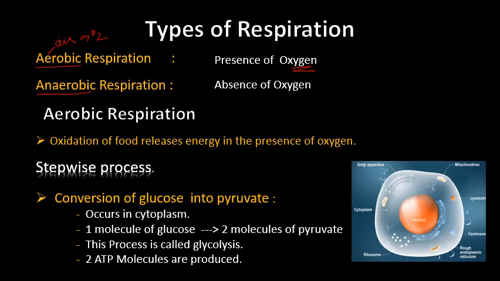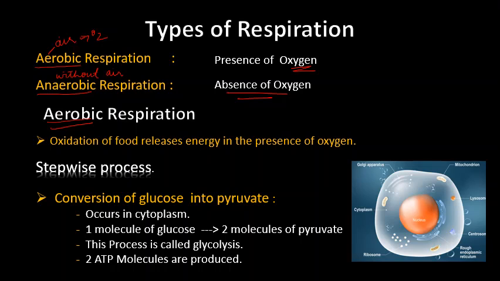respiration. In some cases, the oxidation of food takes place even without oxygen. That is anaerobic respiration. Anaerobic respiration means without air. So, the process of respiration that takes place in the absence of oxygen is called anaerobic respiration. First, let's see the aerobic respiration in detail. So during this process, oxidation of food releases energy in the presence of oxygen.